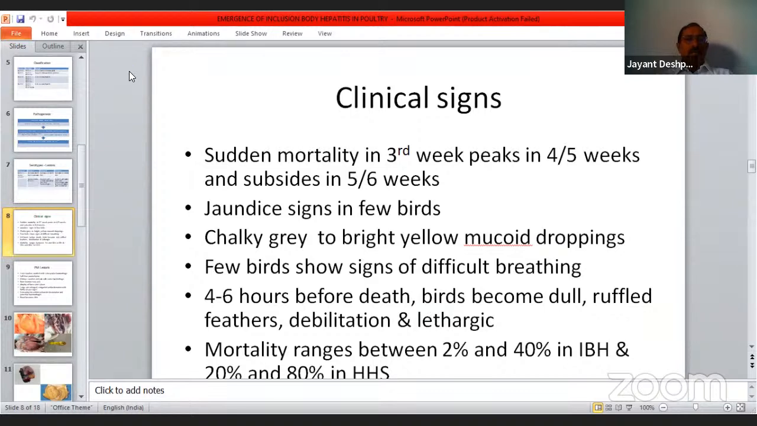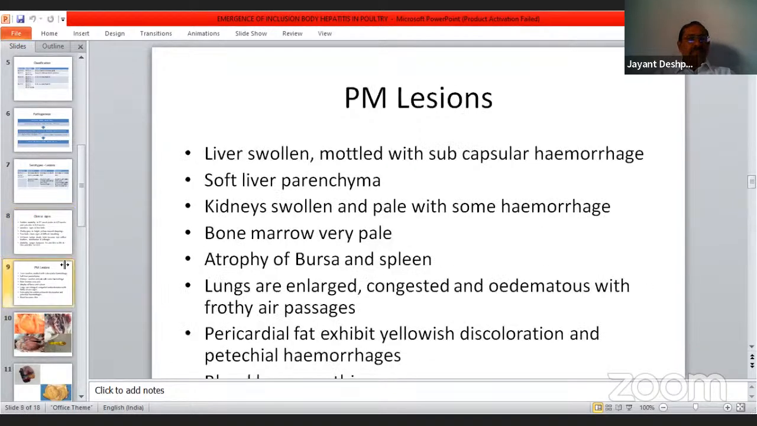And in case of hydropericardium, the mortality rate is much higher. It can go up to 80%. So this is a small difference in that. Then coming to postmortem lesions, they are very typical lesions like swollen liver. This is one typical lesion, what is called a mottled appearance on the liver.